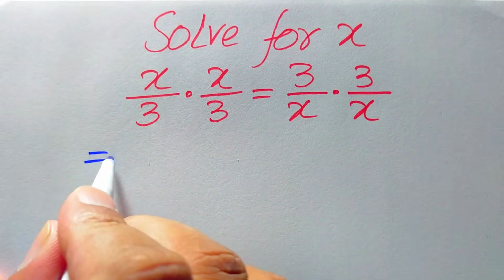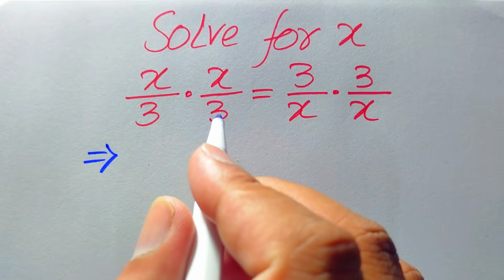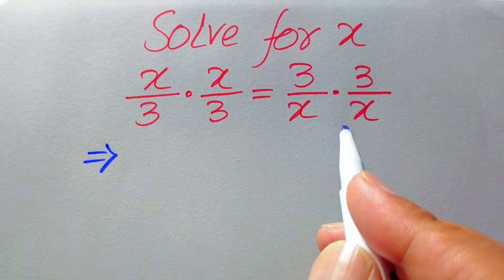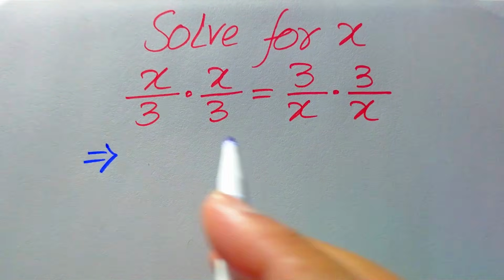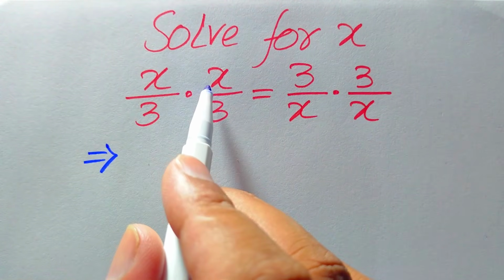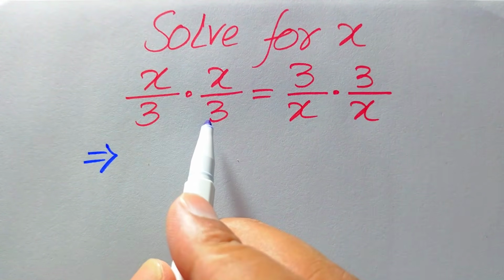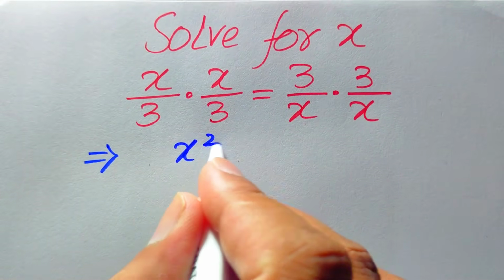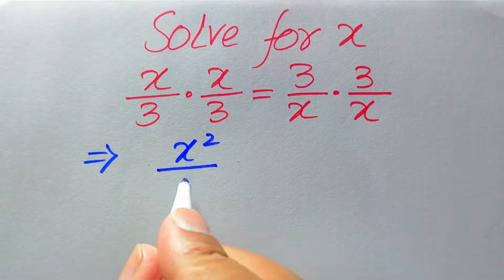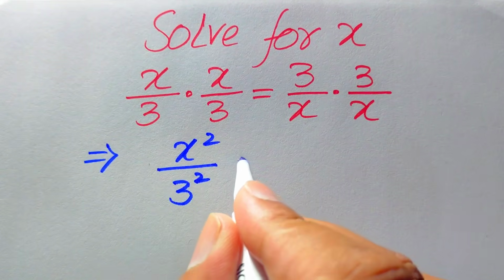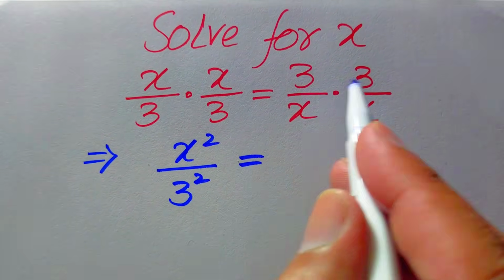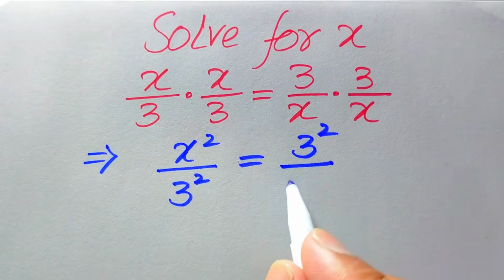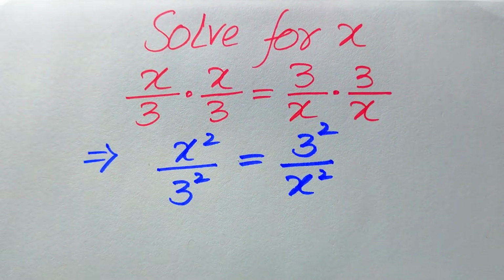So here we have (x/3) times (x/3) equals (3/x) times (3/x). Here we multiply numerator with numerator and denominator with denominator. So x times x becomes x squared, divided by 3 times 3 becomes 3 squared, and this equals, again, 3 times 3 becomes 3 squared, and x times x becomes x squared.